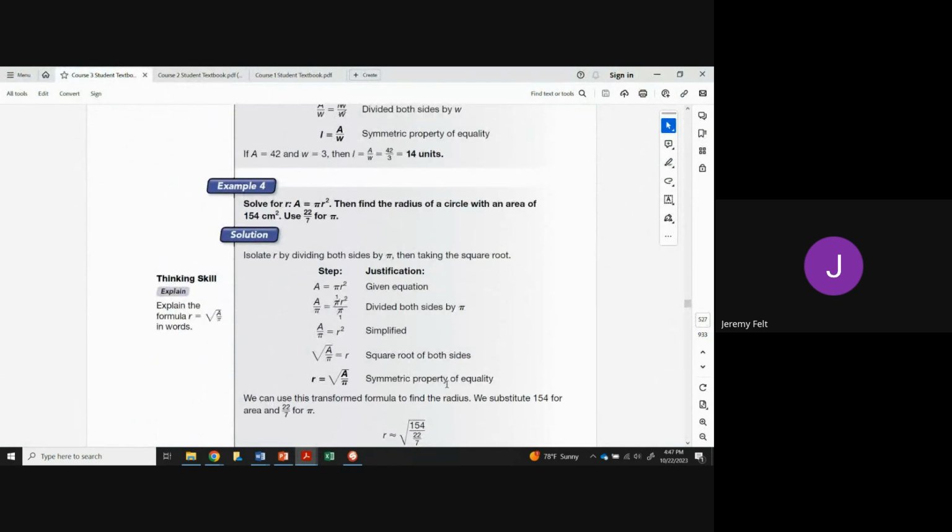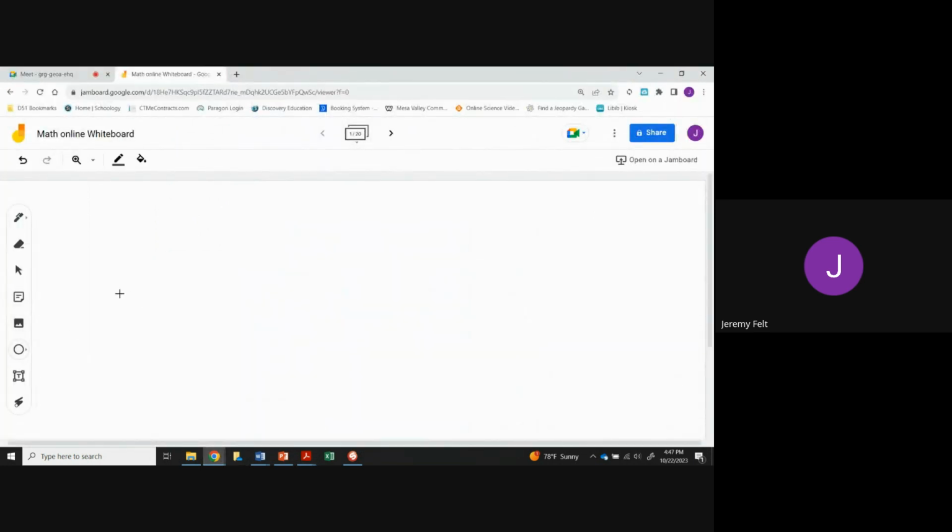We're solving for radius. A equals pi r squared, the area of a circle, and find the radius of a circle with an area of 154 square centimeters. Okay, so we have our circle, and we're given the area already as 154 square centimeters, and we want to find the radius.